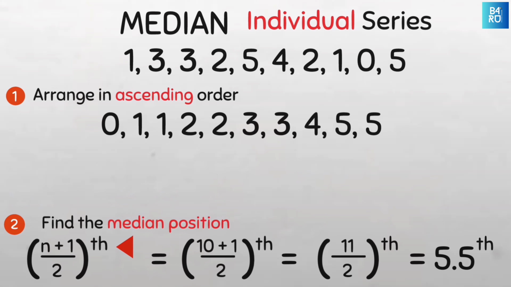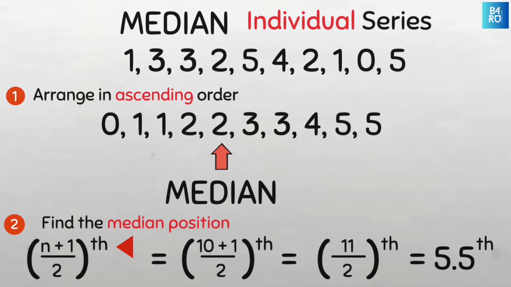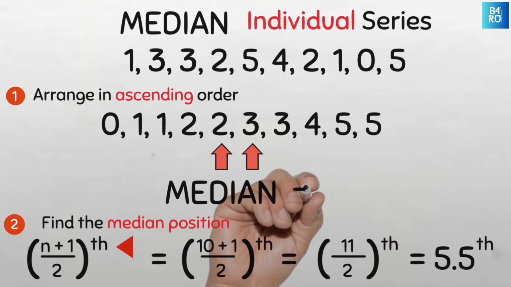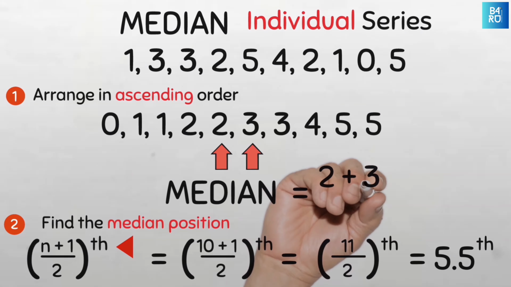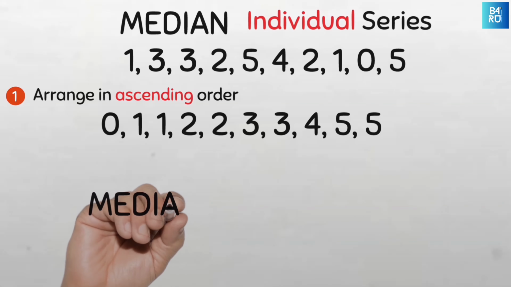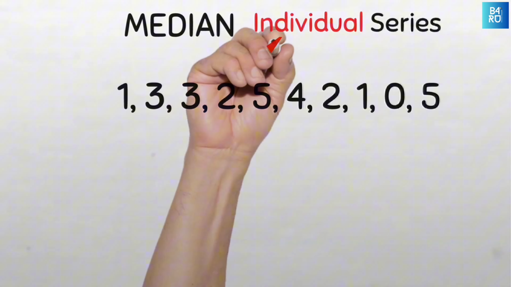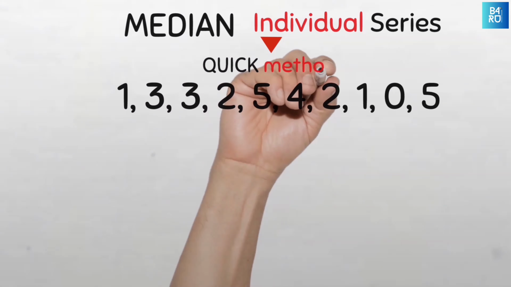Well, guess what? There is no 5.5 position. So we'll have to find the average of the values at the 5th as well as the 6th position. So let's count 1, 2, 3, 4, 5. So our 5th value is 2 and our 6th value is 3. The average of 2 and 3 is just 2 plus 3 divided by 2, and that will be 2.5. So our median is 2.5 kg. Easy peasy.